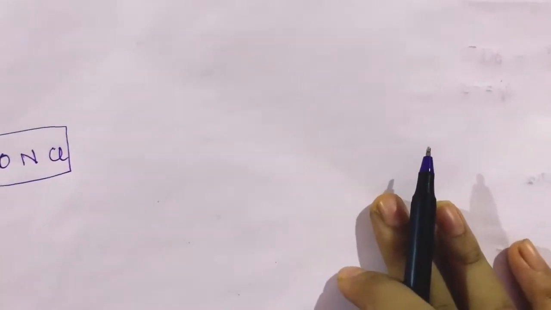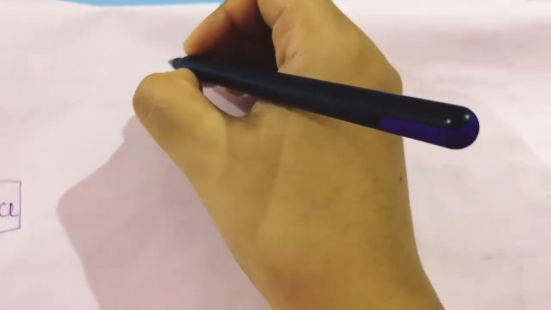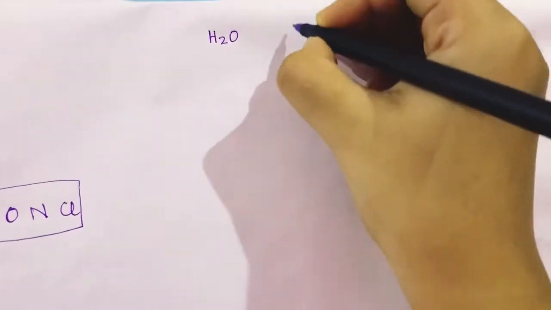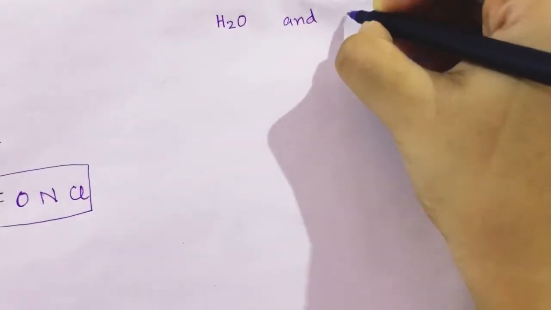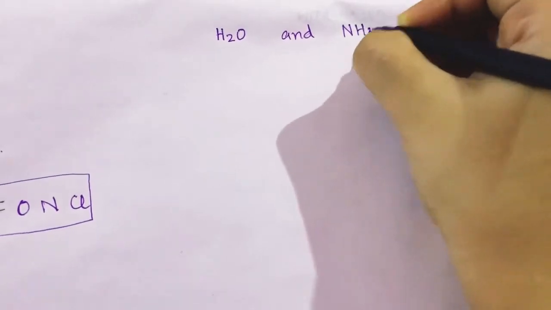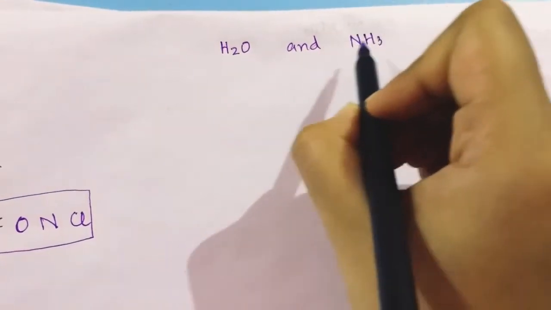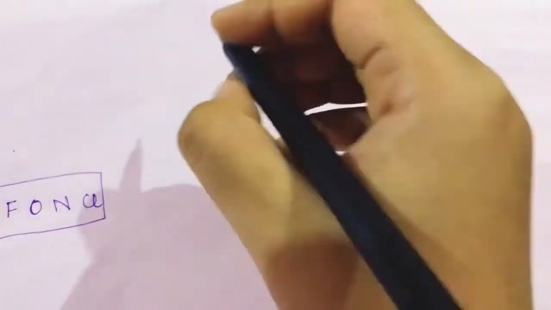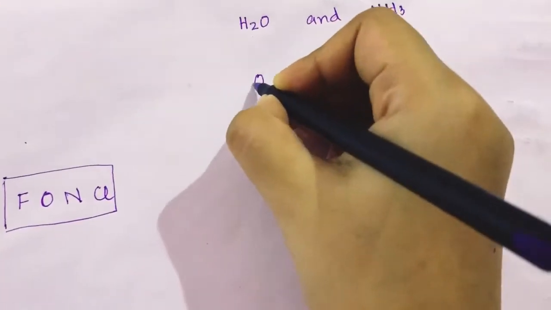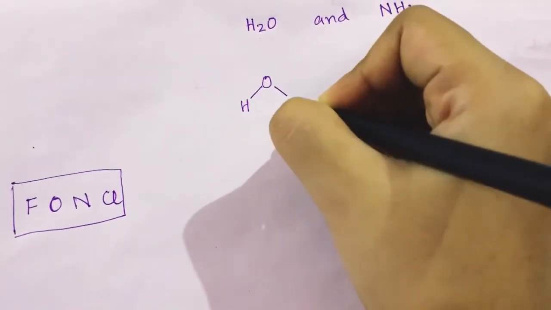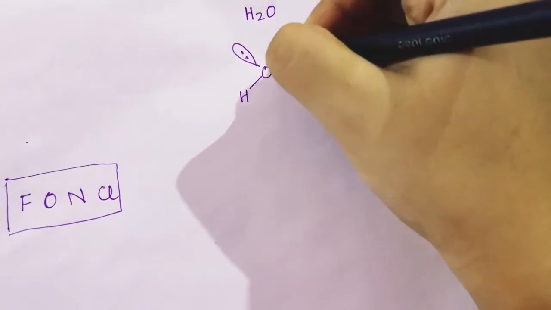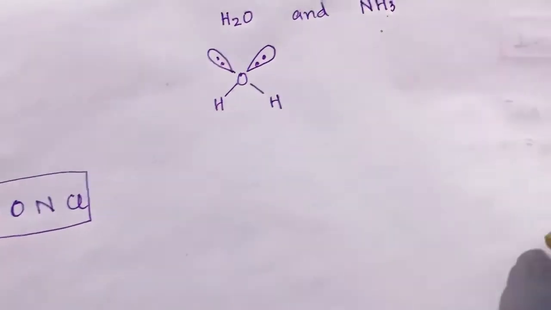Let's take another example. We take the example of water and ammonia and compare their dipole moments. Both of these are sp3 hybridized, and therefore they will have a tetrahedral structure. I am drawing the structure for water first. These are the lone pairs present in oxygen.